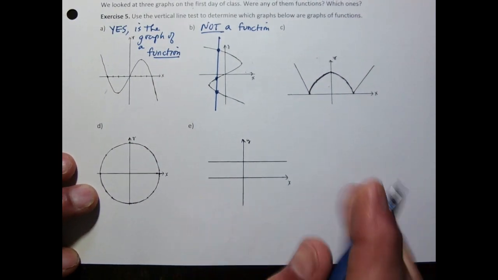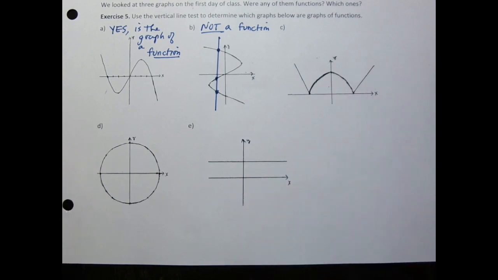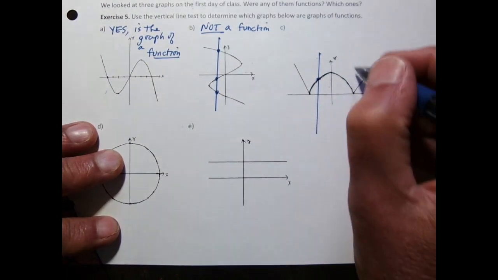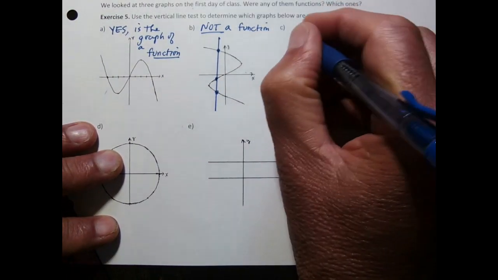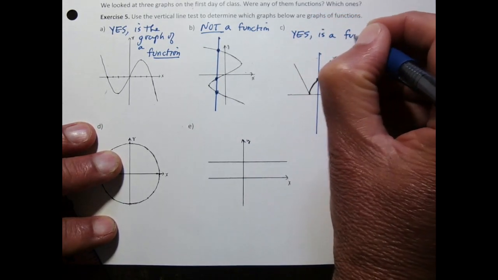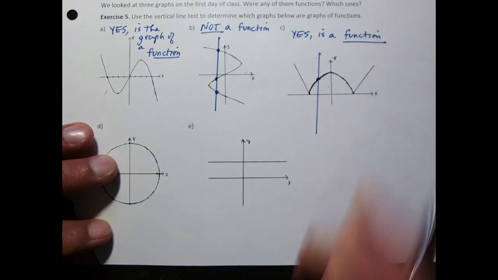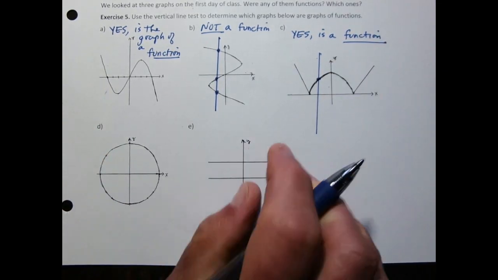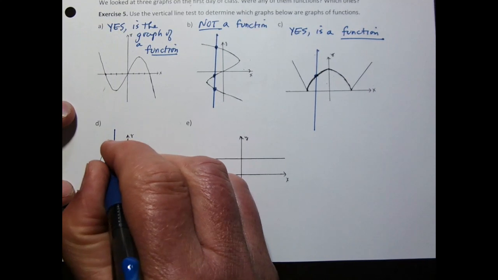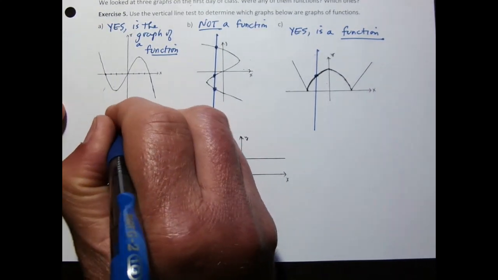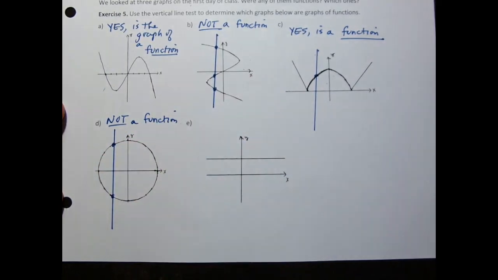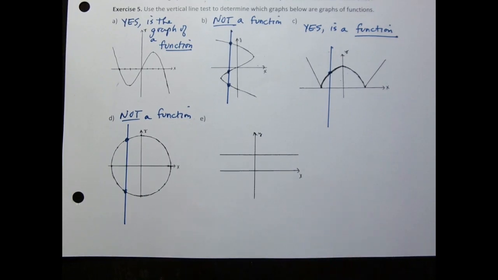In part C, kind of a funny looking shape, but if you imagine vertical lines in that picture, I'm only going to cross once. So this is another yes, it is a function. In D, that's a circle. Now, I think you can see with a circle, I can draw a vertical line that crosses that graph more than once. That's not a function. A circle can never be the graph of a function because you're always going to have a vertical line that can cross that circle at more than one point.